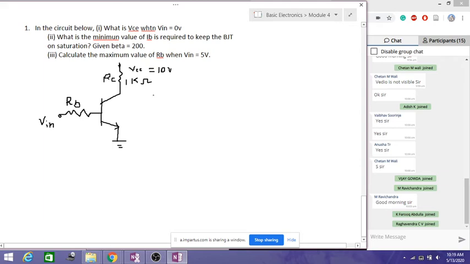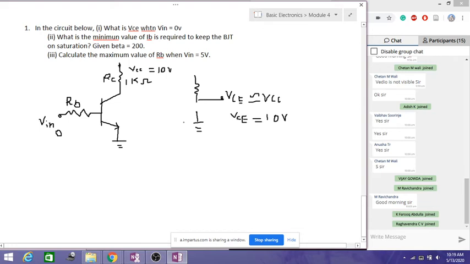So now what is the first question? What is the VCE when Vin is equal to 0? So when Vin is equal to 0, what happens? The transistor will remain in the off state. When the transistor is in the off state, it is something like an open switch. Just now we have discussed it is in the cutoff region. So when you measure the voltage here, that is VCE. So this VCE is approximately equal to VCC. So therefore, the solution for the first case is VCE is equal to VCC, so it means it is 10 volts. Okay.